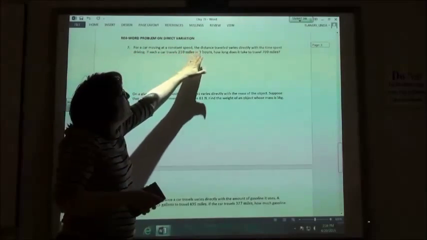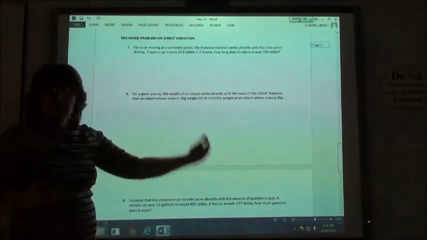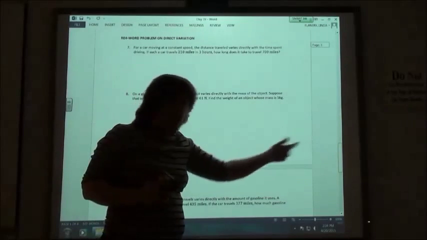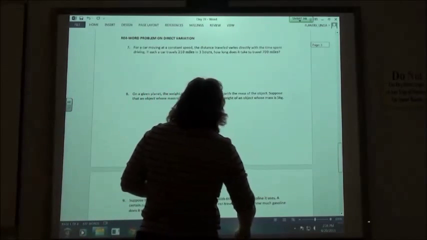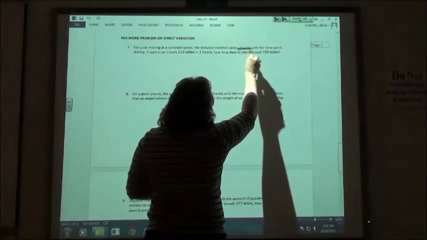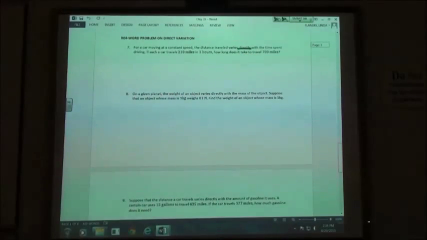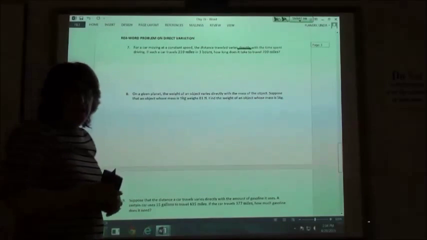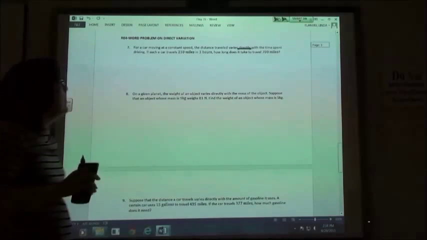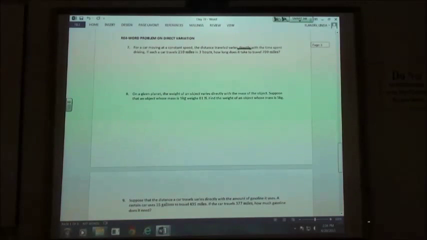I'm doing miles per hour. The more miles I drive, the more hours it's going to take me. These ones are going to tell you that they are direct variation, which tells me I'm going to set up a proportion to solve it. For a car moving at a constant speed, the distance traveled varies directly, meaning if one goes up, the other goes up, with the time spent driving.